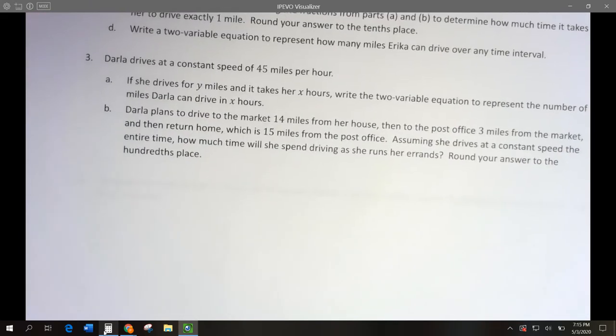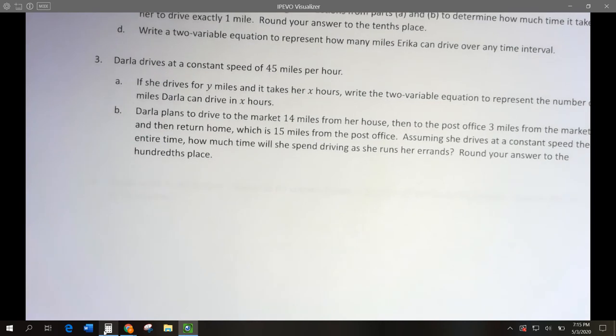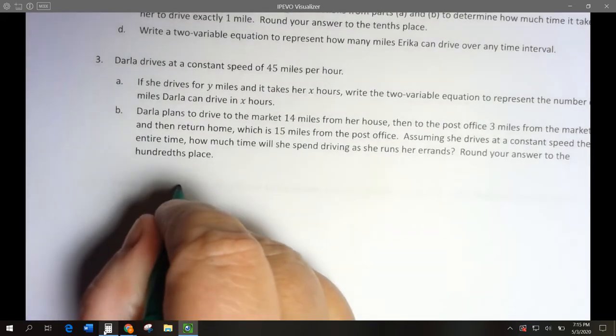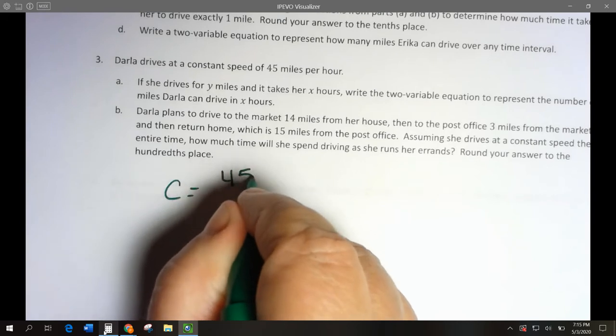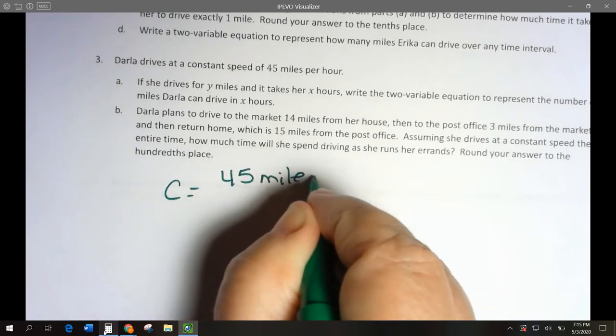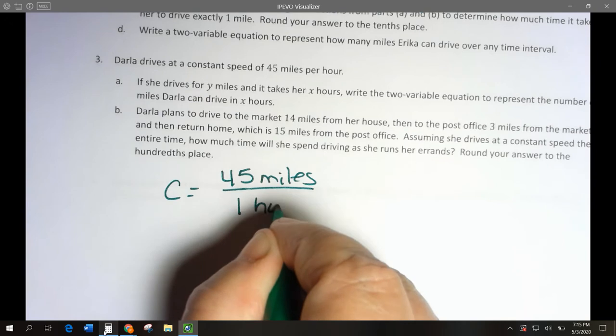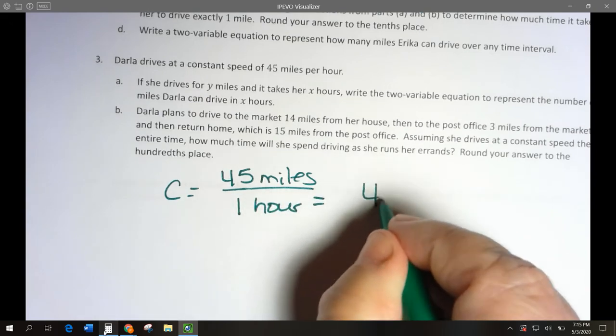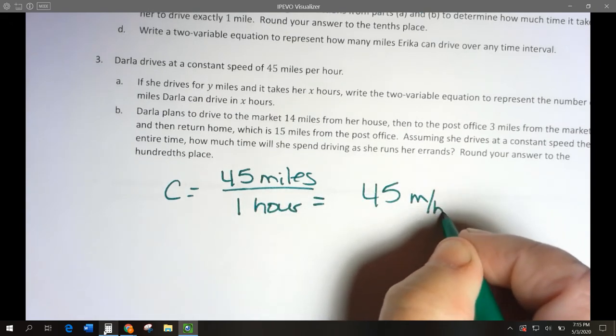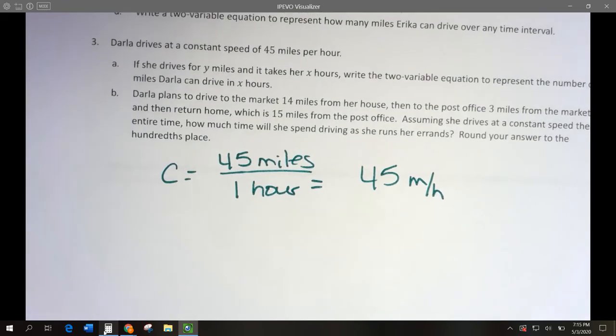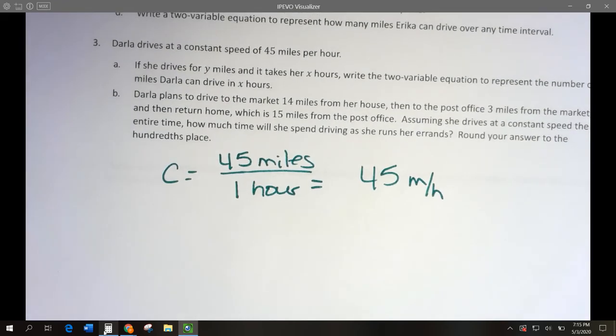Darla drives at a constant speed of 45 miles per hour. How do we write her constant speed of 45 miles an hour? C is going to be 45 miles per 1 hour, which is just 45 miles per hour. Okay. So if she drives y miles and it takes her x hours, write the two variable equation to represent that.